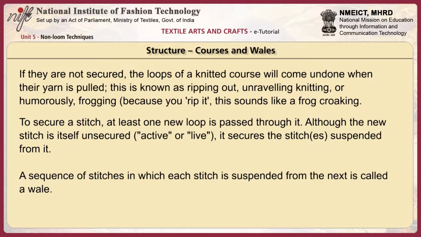This is known as ripping out, unraveling knitting, or humorously frogging, because you rip it. This sounds like a frog croaking. To secure a stitch, at least one new loop is passed through it. Although the new stitch is itself unsecured, active or live, it secures the stitches suspended from it. A sequence of stitches in which each stitch is suspended from the next is called a wale.